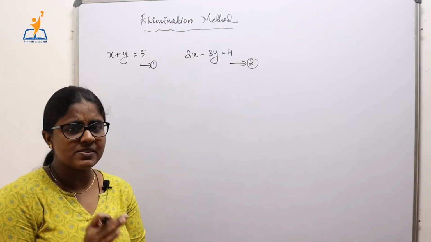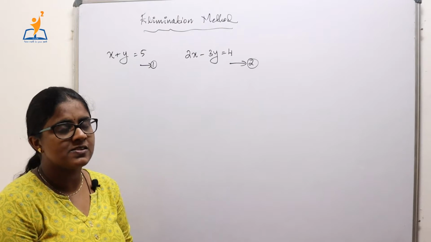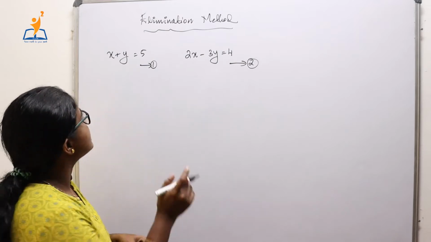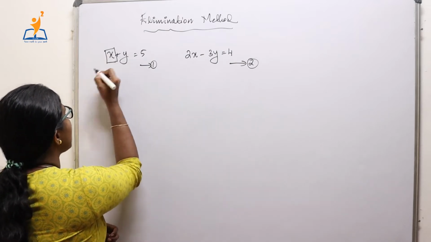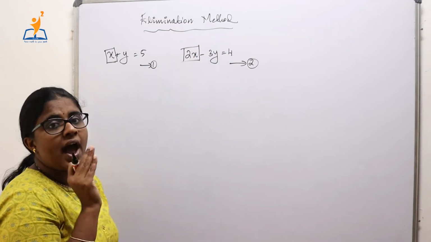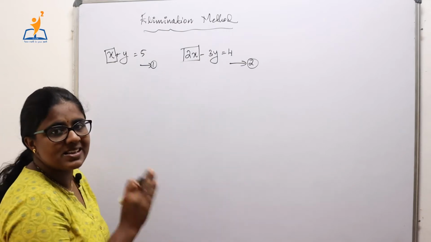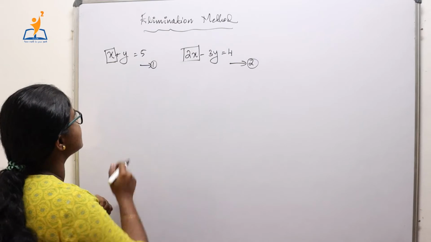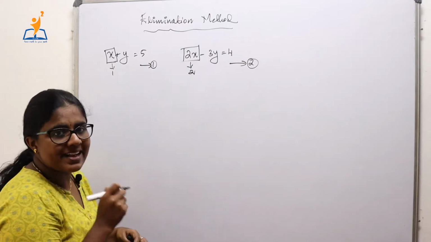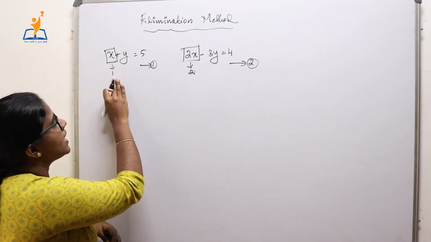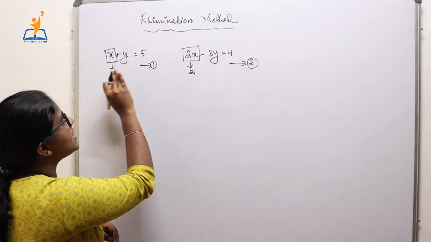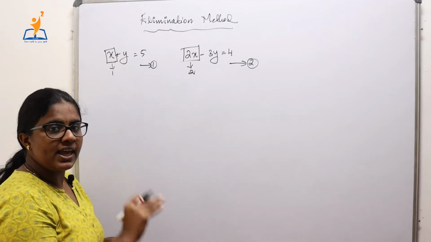So, the first step in elimination method is to make either one of the variables' coefficient the same. That is, here if I am choosing x here, then I have to choose x here also. Now, in the first step, I have to make the coefficient of x the same in both the equations. Here we know that the coefficient of x is 1 and here we know that the coefficient of x is 2. So, it is easy for me to make the coefficient 1 into 2 here. That is, I have to multiply this particular equation throughout by 2.